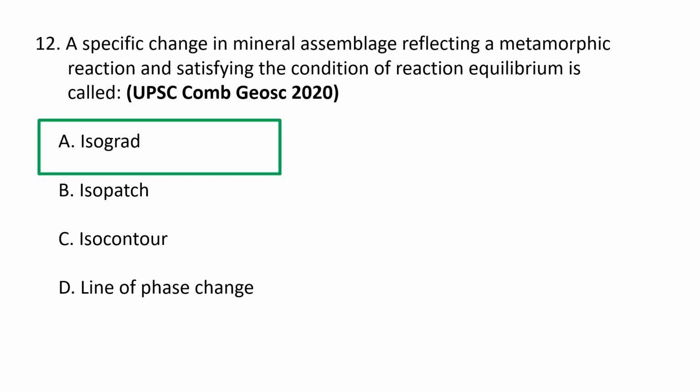A line on a map connecting the points on the earth where the metamorphism of rocks occurred under the same temperature and pressure conditions is known as an isograd. These lines are established on the basis of distribution of index minerals, and they are useful in reconstructing the tectonic history of a given region. So a specific change in mineral assemblage reflecting the metamorphic reaction and satisfying the condition of reaction equilibrium is known as an isograd. A is the correct option.